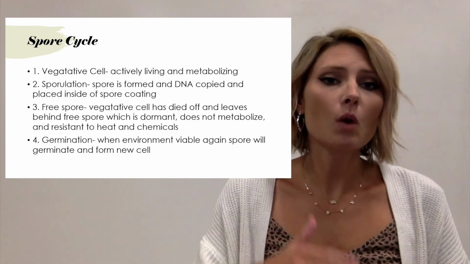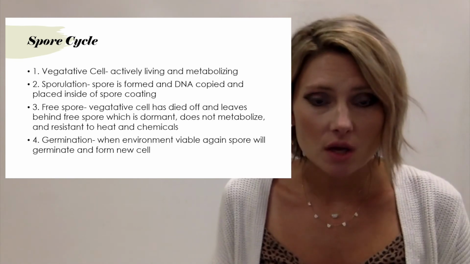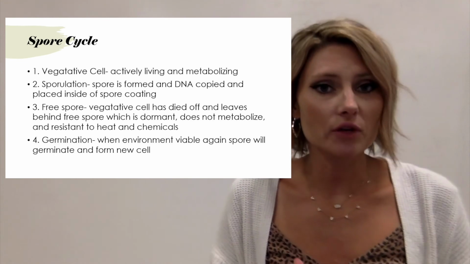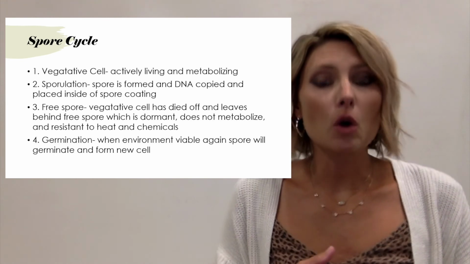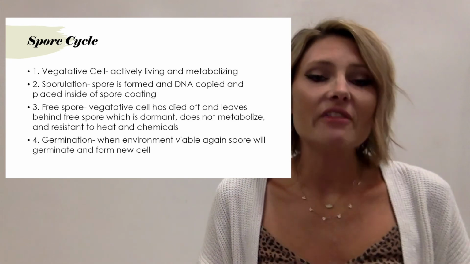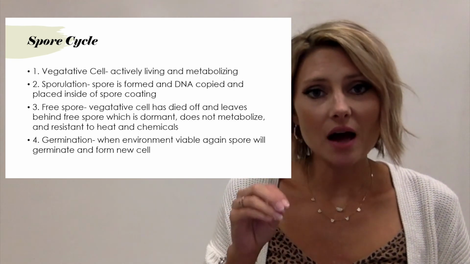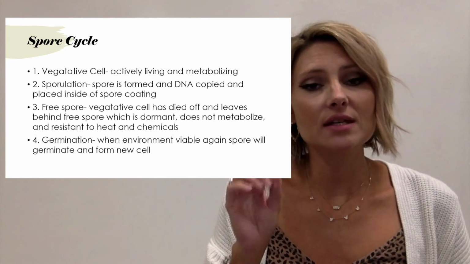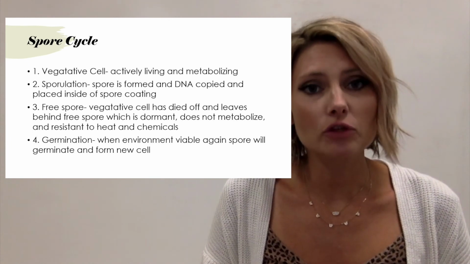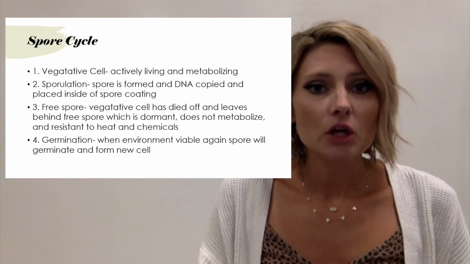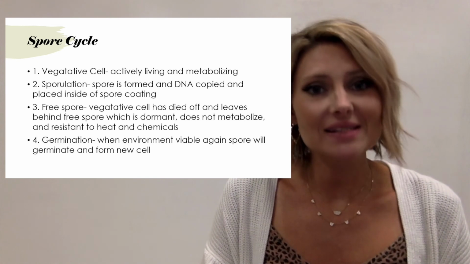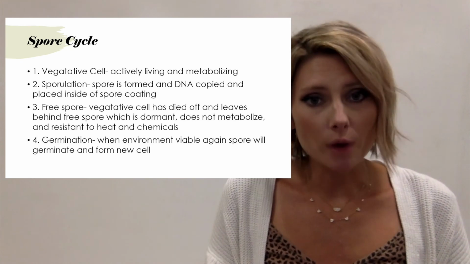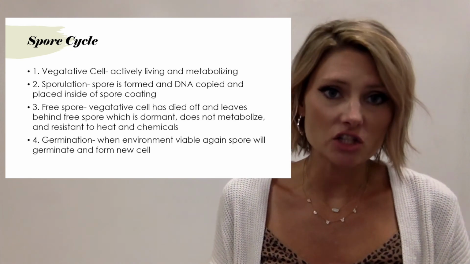Now, once something stresses that cell out, where pH goes up or down, temperature goes up or down, or it's running out of nutrients, the cell will undergo what is called sporulation. That's where the spore is formed inside of the cell, the spore coating is formed, and then the DNA is copied and placed inside of the spore. So at this time, you can still see the spore on the inside of the vegetative cell. And this is called an endospore because it's still technically inside of the vegetative cell.